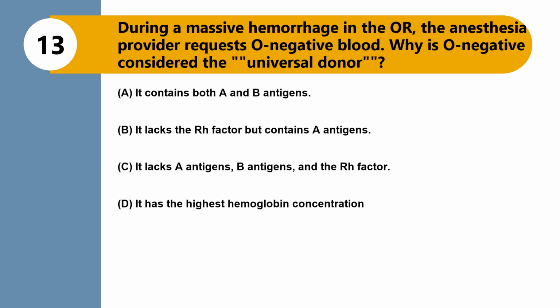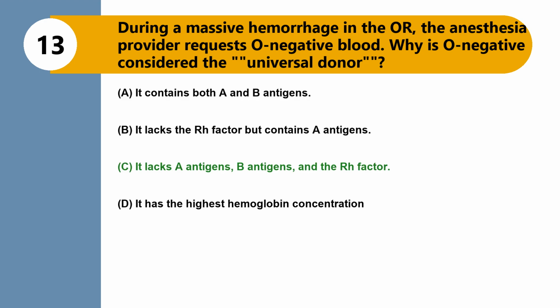Question 13. During a massive hemorrhage in the OR, the anesthesia provider requests O-negative blood. Why is O-negative considered the universal donor? Option A. It contains both A and B antigens. Option B. It lacks the Rh factor but contains A antigens. Option C. It lacks A antigens, B antigens, and the Rh factor. Option D. It has the highest hemoglobin concentration.